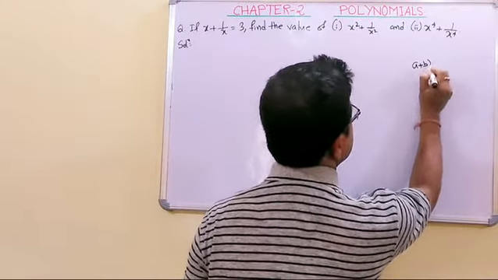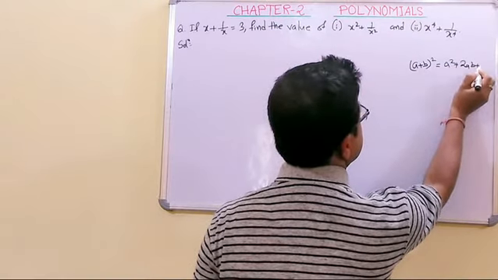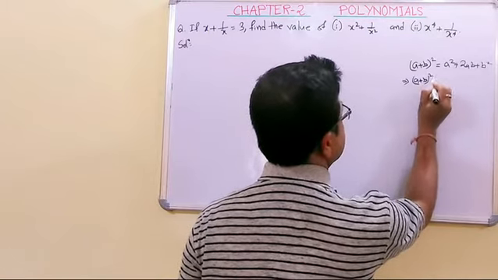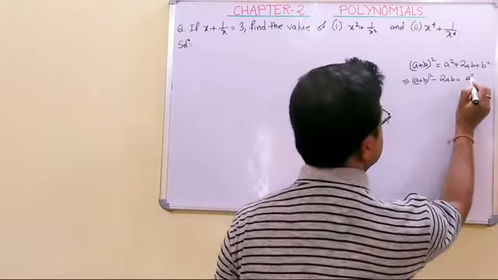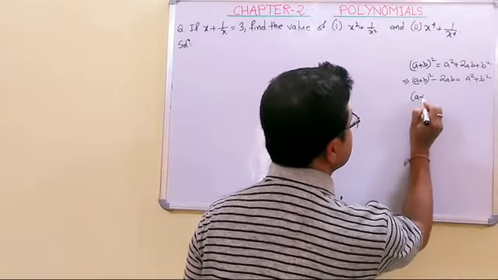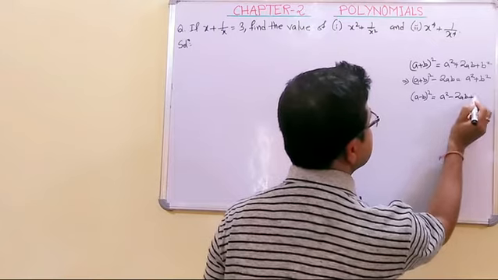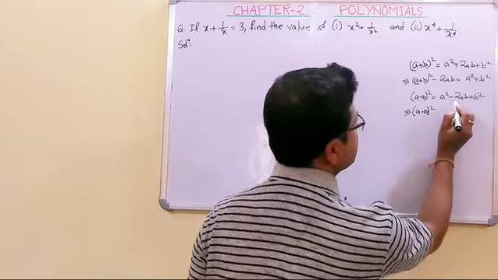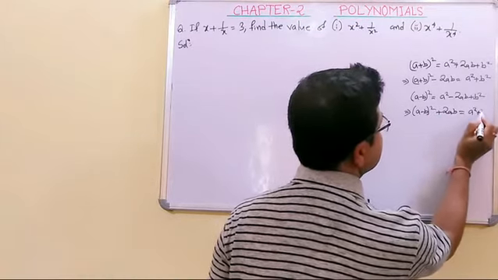A plus b whole square equal to a square plus twice ab plus b square. So from here, a plus b whole square minus twice ab is equal to a square plus b square, taking this twice ab to this side. Also, if we expand a minus b whole square, we get a square minus twice ab plus b square. So on this side it will be plus twice ab, a square plus b square.